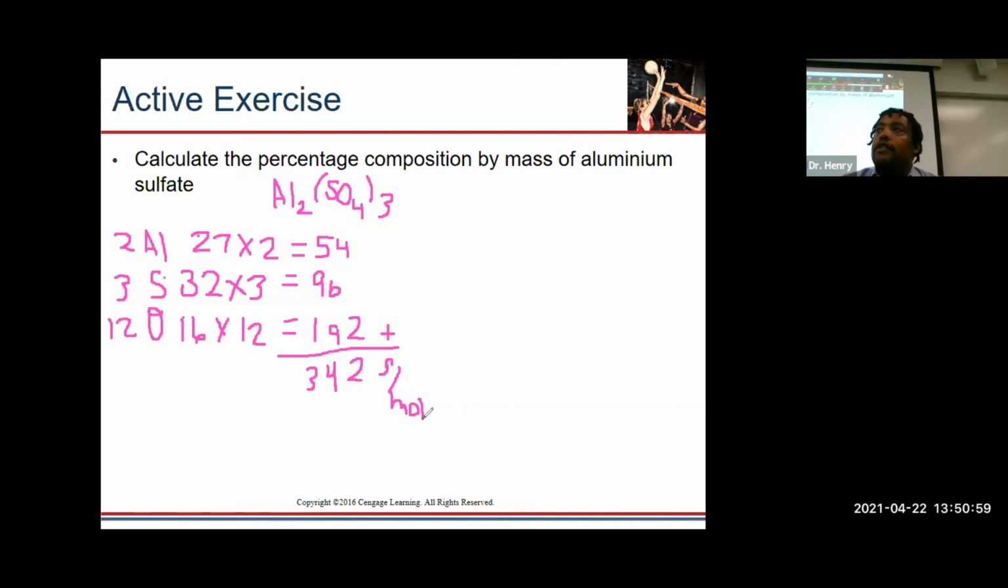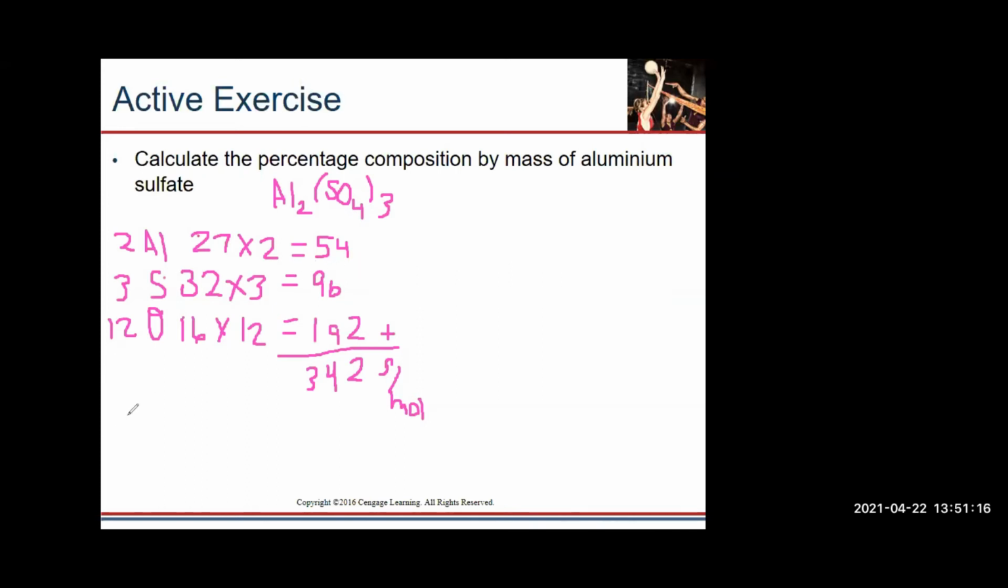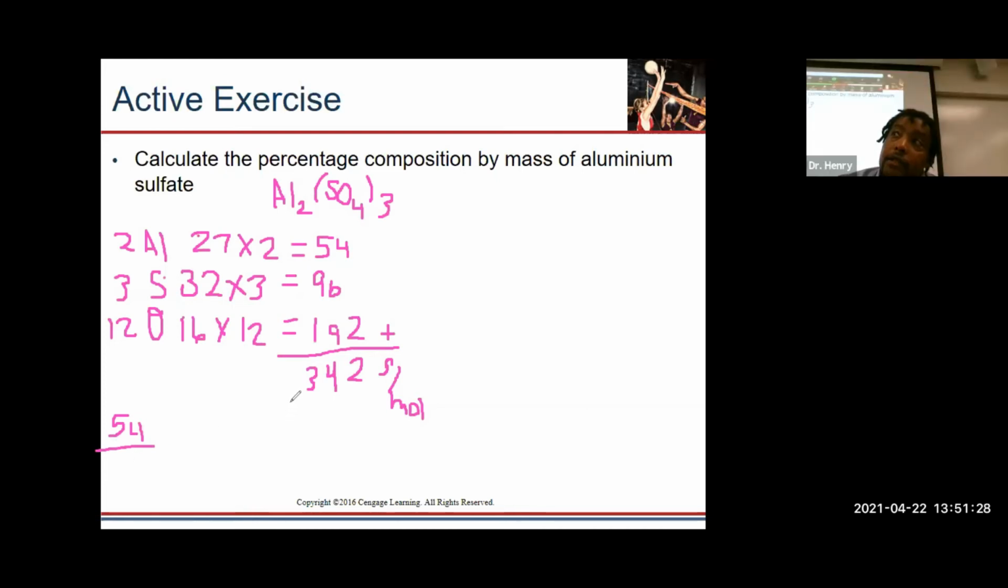Okay, if I want the percent composition of aluminum in aluminum sulfate, what would I do? Would it be 54 divided by 288? Because you add up the 96 and 192. No, you'd add up the whole thing. Remember, it has to be the total, 342. Oh, okay, so 54 over 342 times 100.